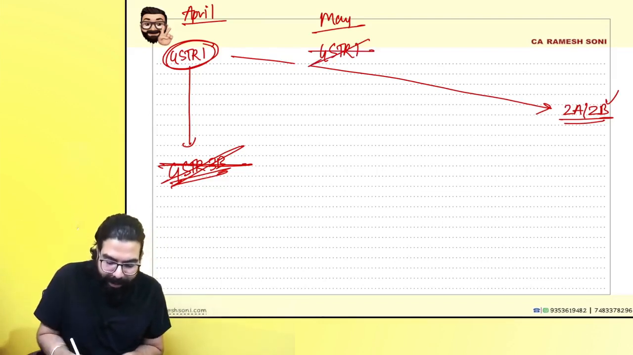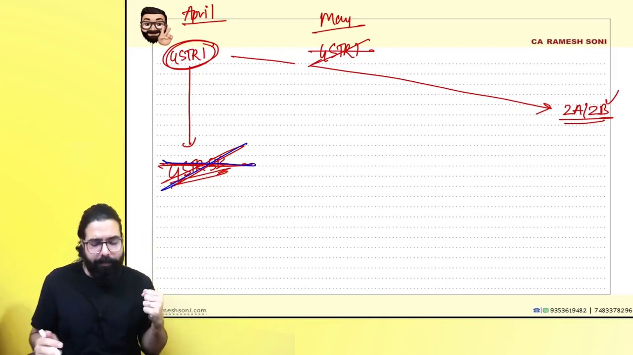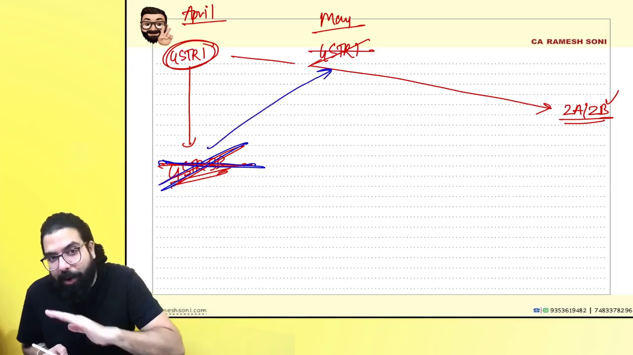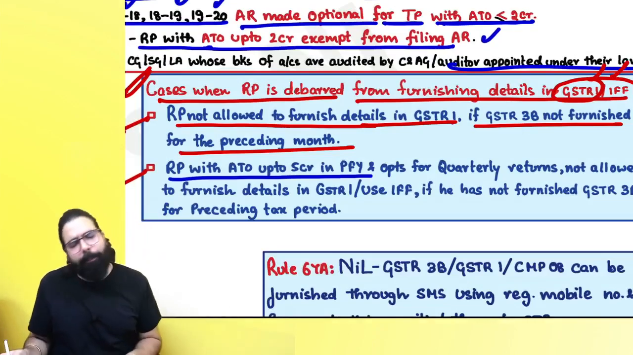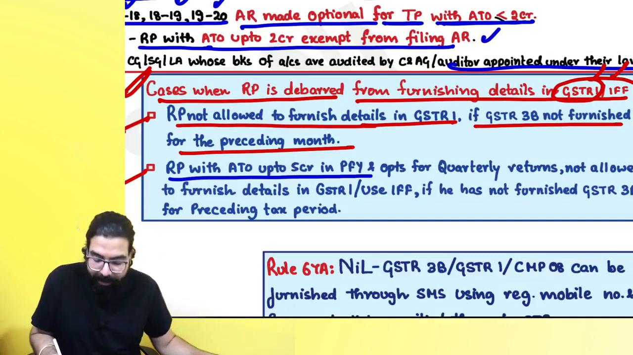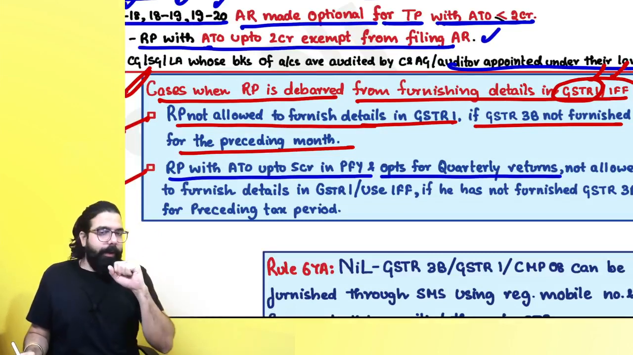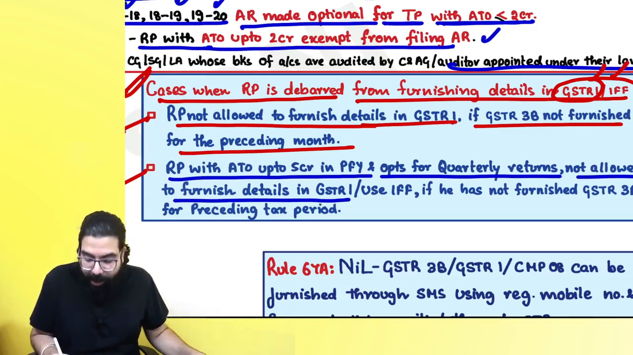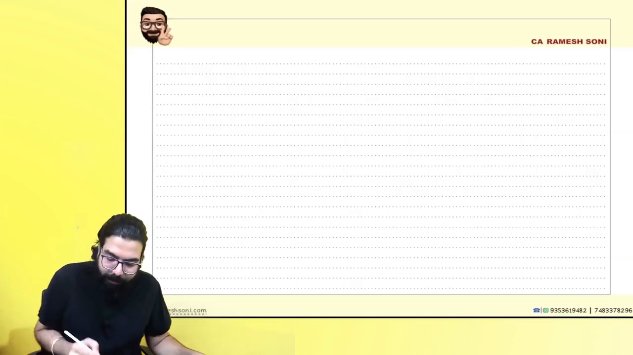If I don't go ahead and file this GSTR 3B, people listen carefully, very important. If I don't file this GSTR 3B, next GSTR 1 I will not be able to file. ठीक है sir. After that, they are telling registered person with aggregate turnover up to 5 crore in the preceding financial year and opting for QRMP scheme will not be allowed to furnish the detail in GSTR 1 or IFF if he has not furnished GSTR 3B for the preceding tax period.